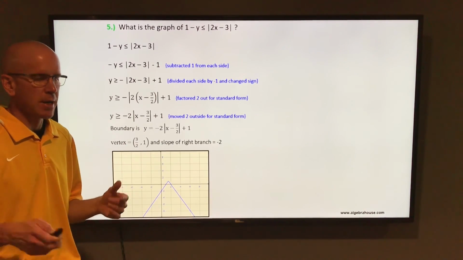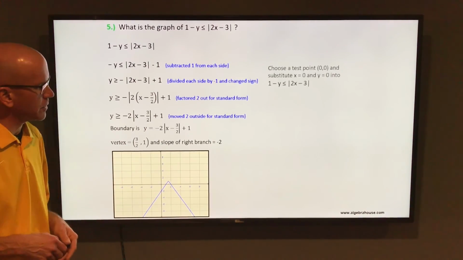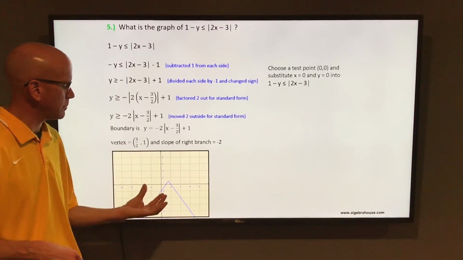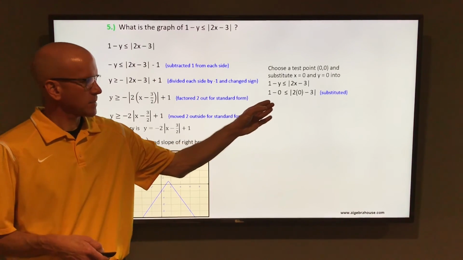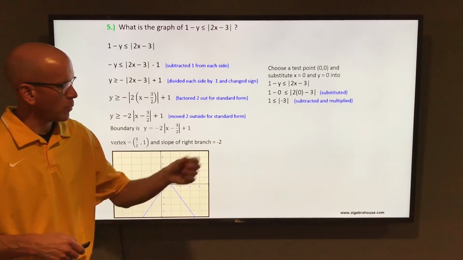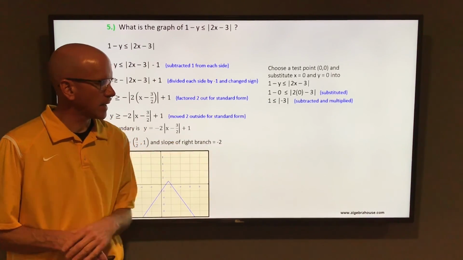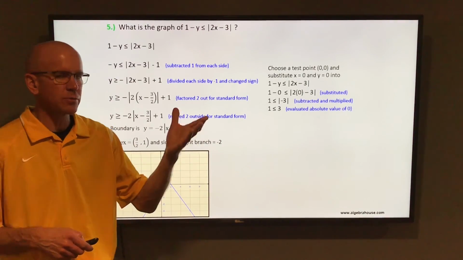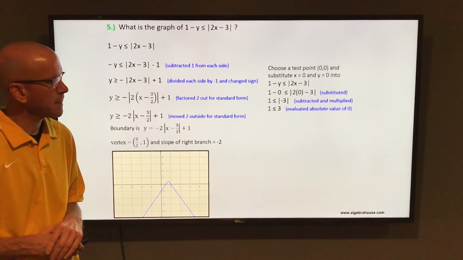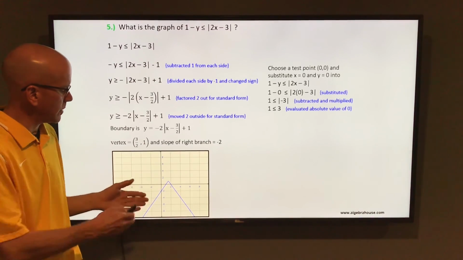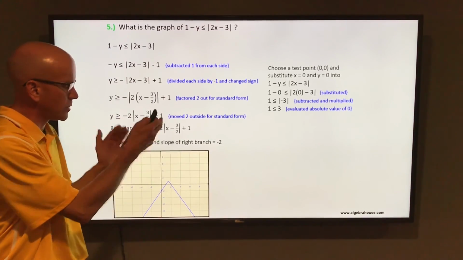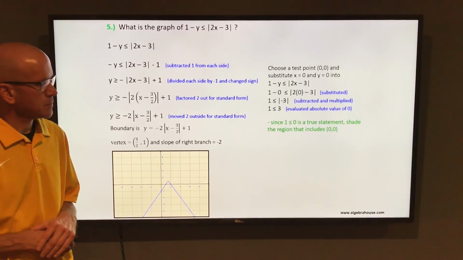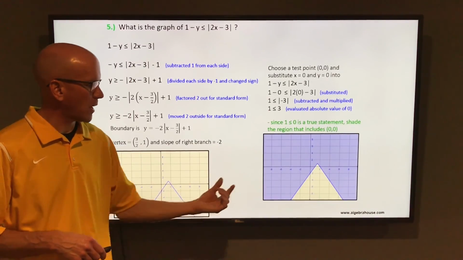If you're confused on the shading, you can always put a test point in. 0, 0. But I can tell you right now, since we're shading above, 0, 0 will be a solution. So if we put 0 in for x, 0 in for y, we're going to end up with 1 is less than or equal to the absolute value of negative 3. It's 1 is less than or equal to 3. That's a true statement. So 0, 0 is a solution. That means 0, 0 and all the points on the same side of that boundary as 0, 0 get shaded. So we're going to shade everything above that boundary.